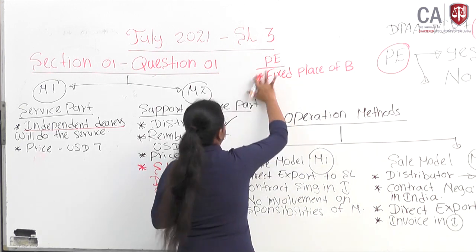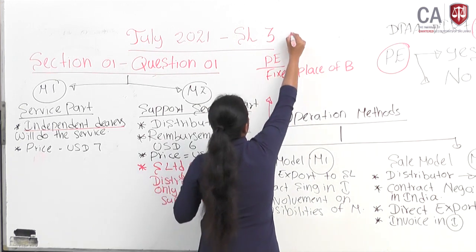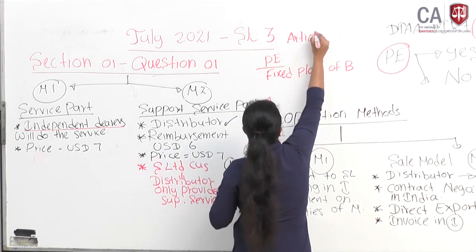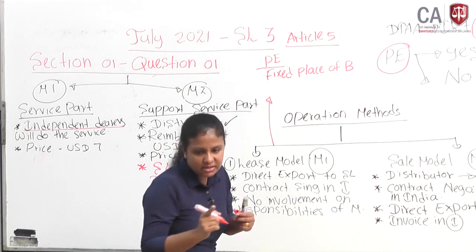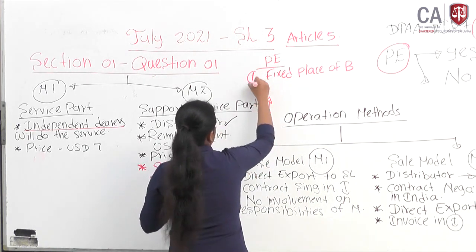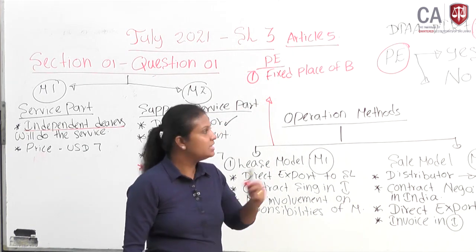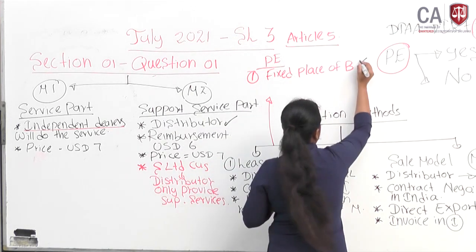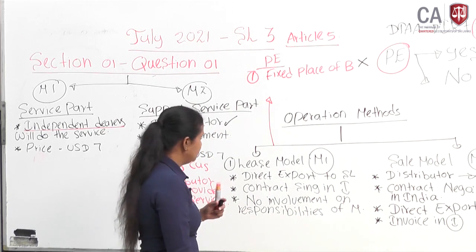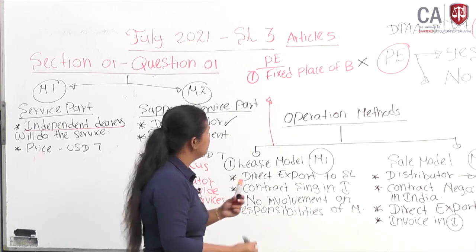Fixed place of, I will take, it's a PE. This is Article 5, PE, Article 5. In that, this is the one. Is there a fixed place of business? The answer is no. There is no fixed place of business under Model 1.